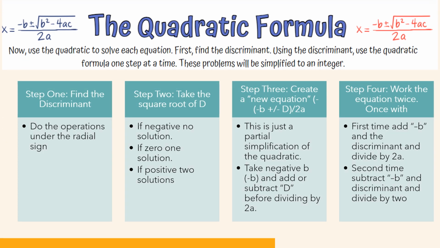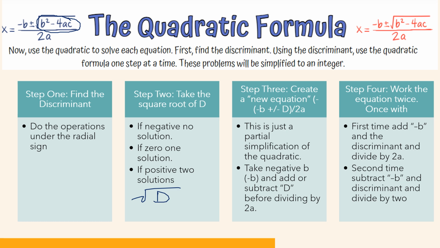Steps in a little bit better to read format. So first, we're going to find the discriminant. So we're going to figure out what number is lurking underneath our radical sign. We're going to work that little expression. Then we're going to take the square root of that number. If it's negative, there's no solution. If it's 0, there's just one solution. If it's positive, there's going to be 2 solutions. And finally, we're going to simplify our equation.